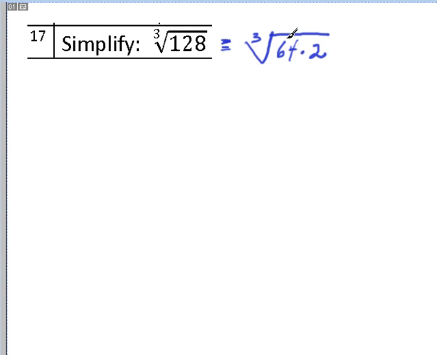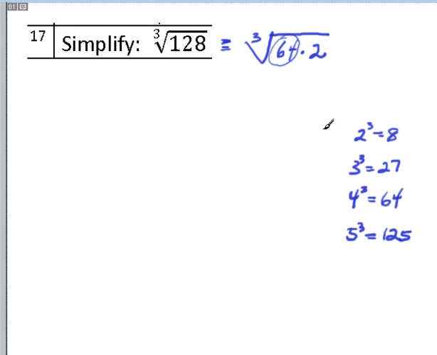And remember, 64 is a perfect cube. Remember the perfect cubes: 2 cubed, let me just remind you, is 8. 3 cubed is 27. 4 cubed is 64, and 5 cubed is 125. So there are some perfect cubes. All right, so 64 comes out as 4. And so we have a 4 in front, and that's times the cube root of 2.